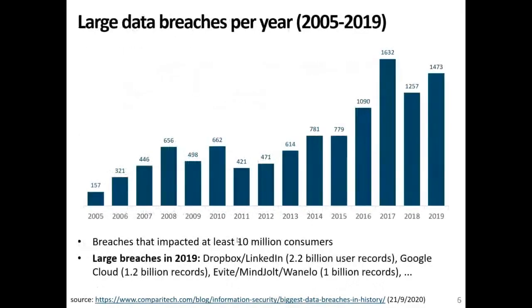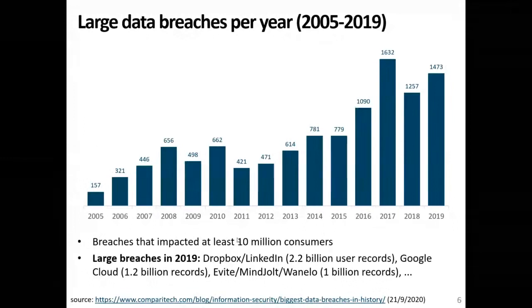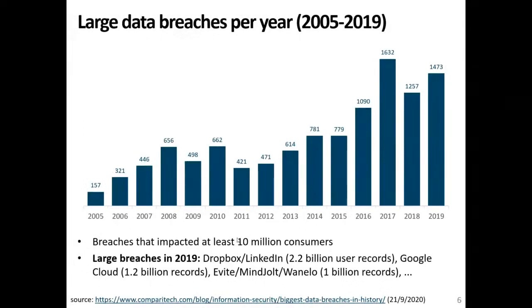And I also have a graph here to illustrate how important it really is. This graph shows the number of large data breaches that affected people in the US, so customers in the US, throughout the years from 2005 until 2019. And as you see, there's a clear increasing trend. So throughout the years, on average, more and more breaches happen.